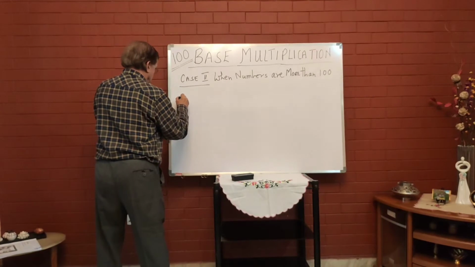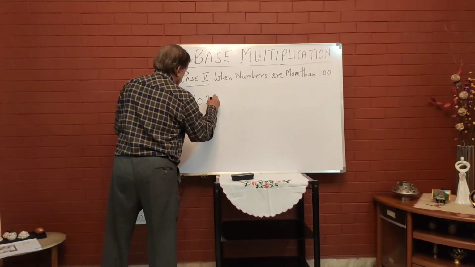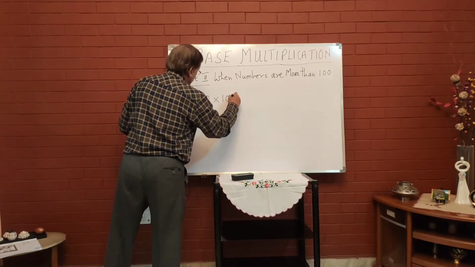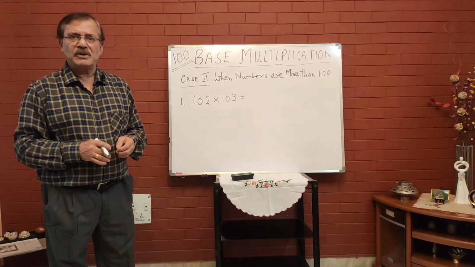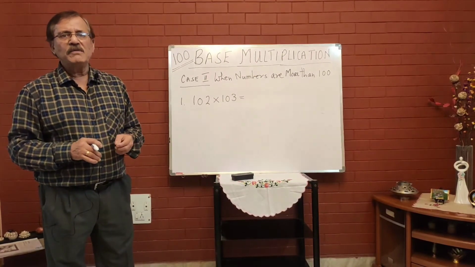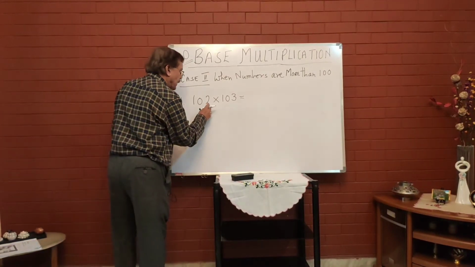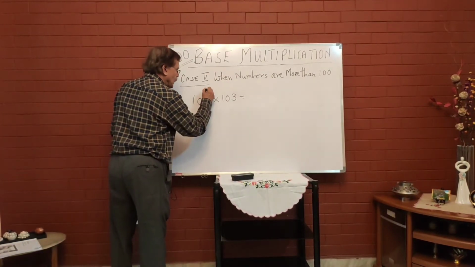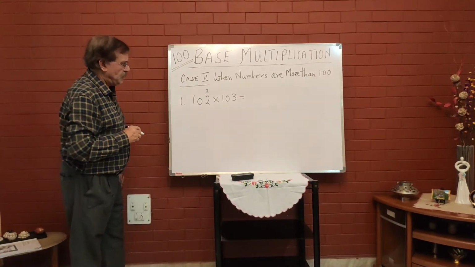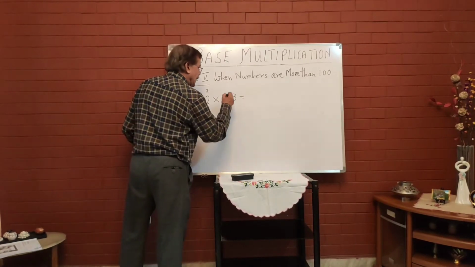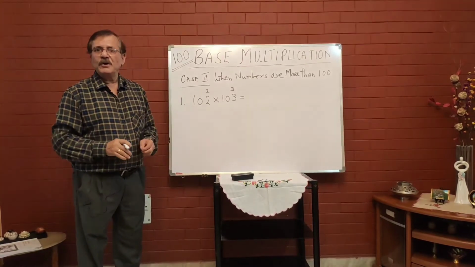Number 1. 102 multiplied by 103. If you adopt the base multiplication method, you will get the answer quick and fast, and that is what our aim is. Right, 102 is greater than 100 by 2. So can you see plus 2? You can write the deviation up. Similarly, 103 is greater than 100 by 3. Once you get this, 50% of your problem is solved.